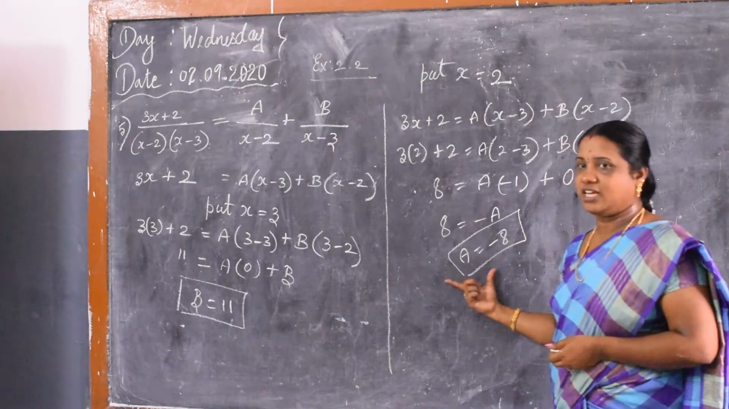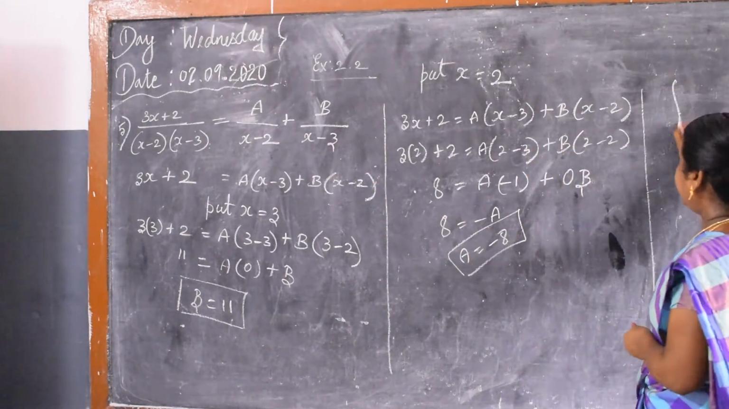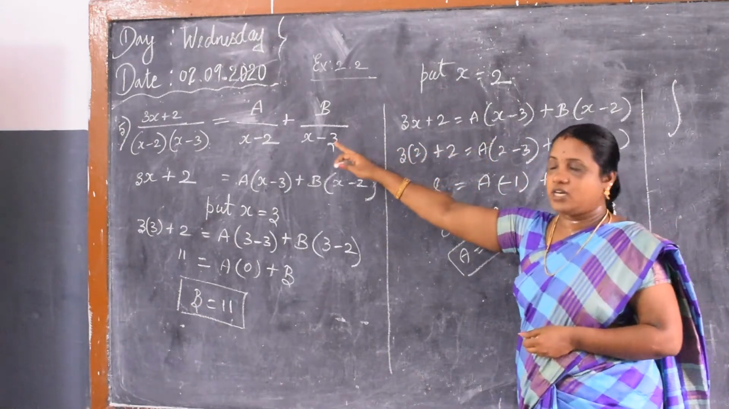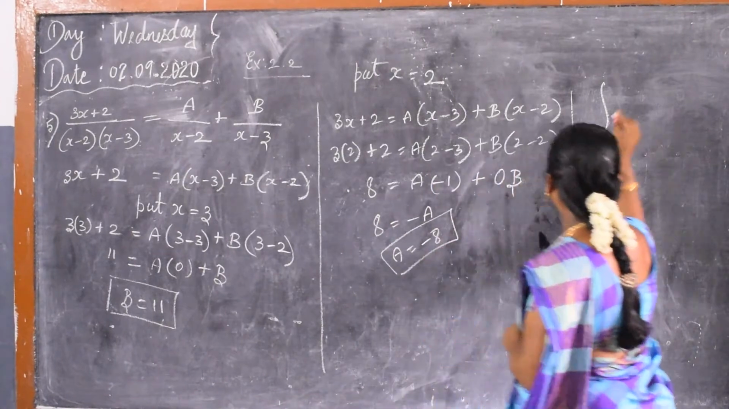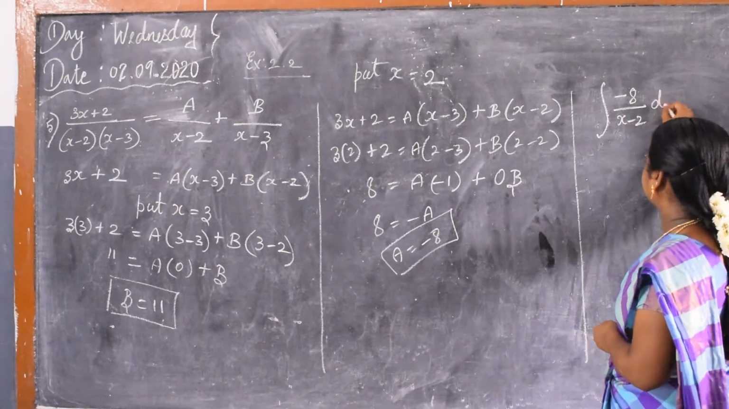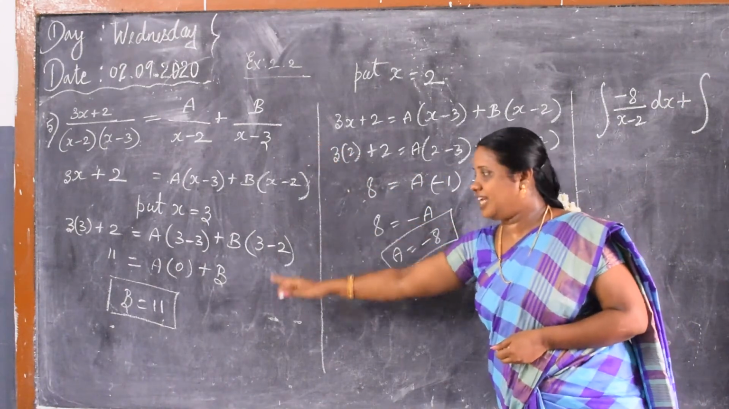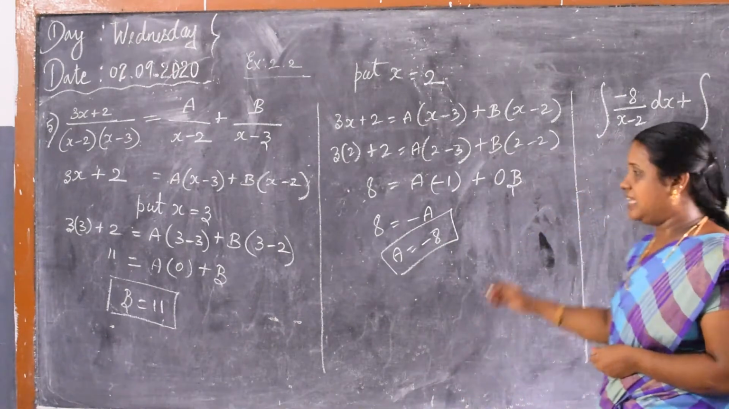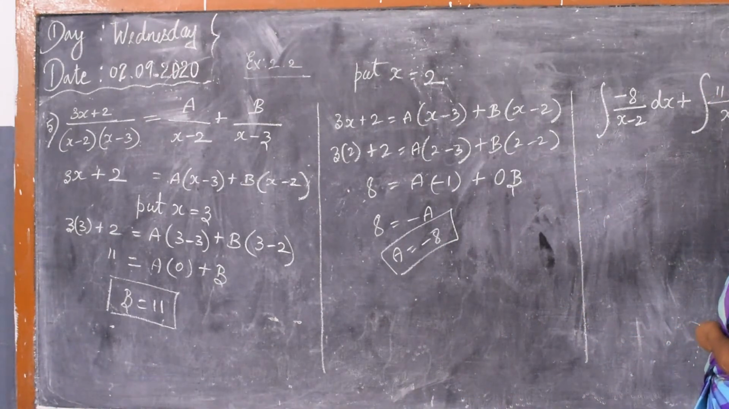With the help of these values, you have to integrate. See? Integrate a by (x - 2). Now substitute the value: a is -8, so -8 by (x - 2) dx, plus integrate b by (x - 3). What is the value of b here? Our value is 11. So 11 by (x - 3) dx.